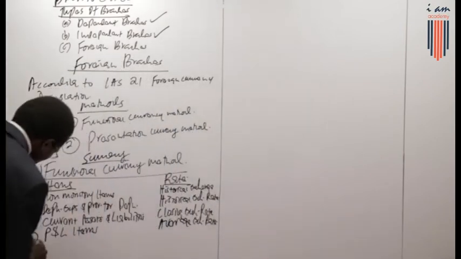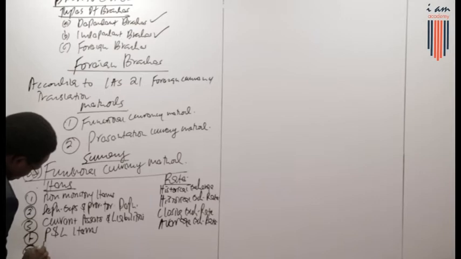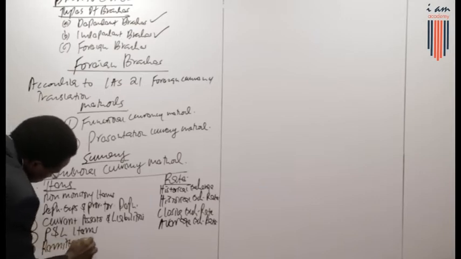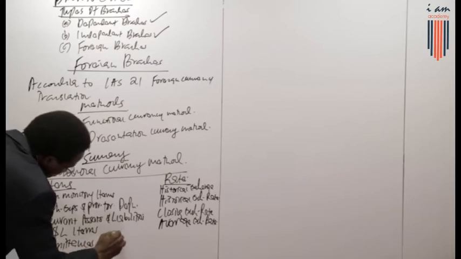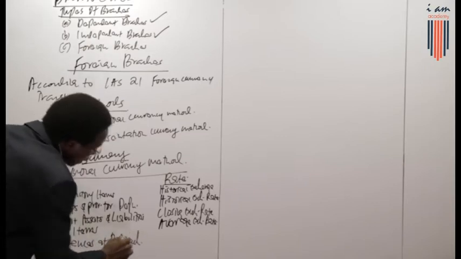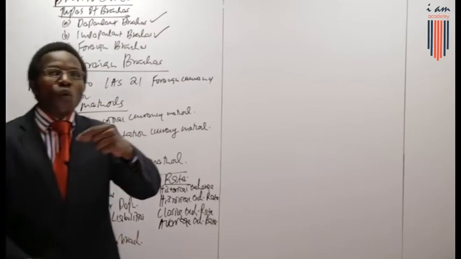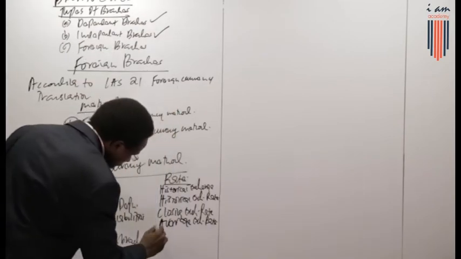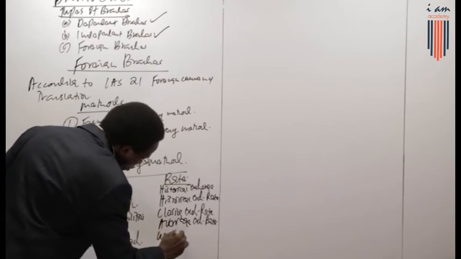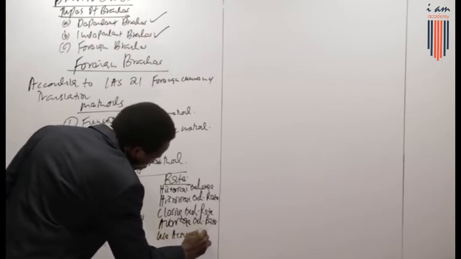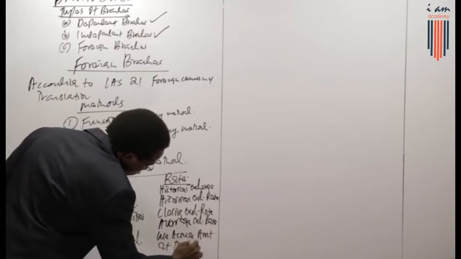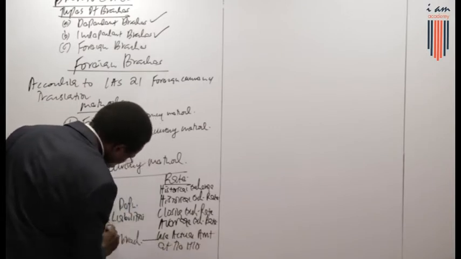Then we have number 5, the remittances. The remittances at the branch will be translated using the actual amount, so we say use the actual amount at the head office. So this is what we are talking about.